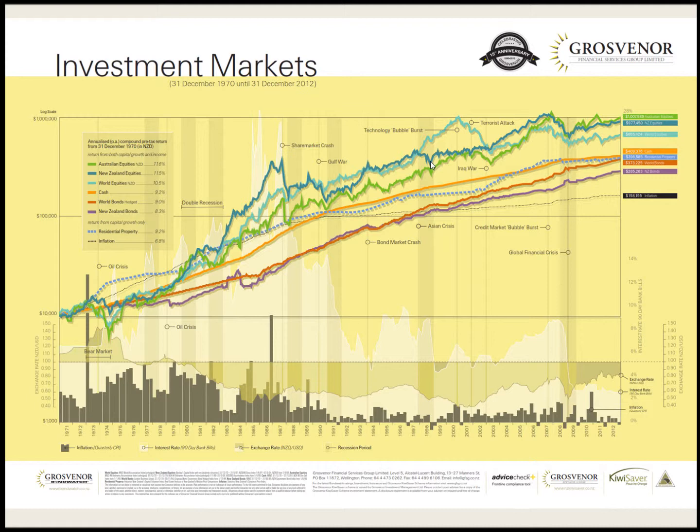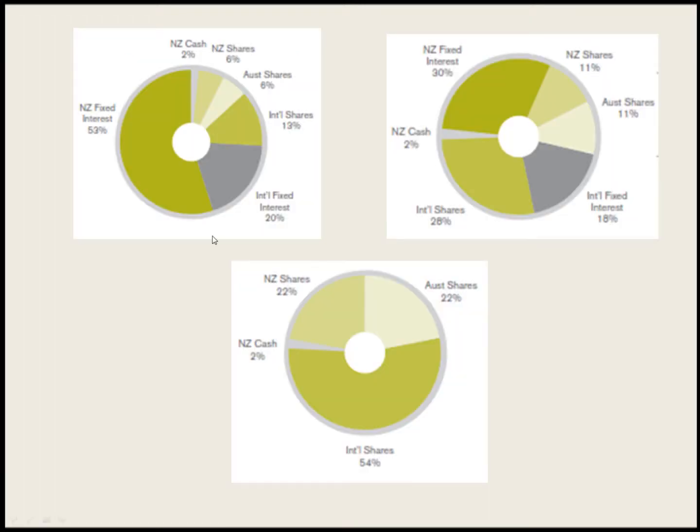So how does this translate to your funds? You can see here three common fund examples: a conservative, a balanced, and a growth fund. The balanced fund is a 50-50 split between fixed interest and cash, and shares. The conservative fund is 75% fixed interest and cash and only 25% shares, and the growth fund is 98% shares and only 2% cash. So where should you invest?